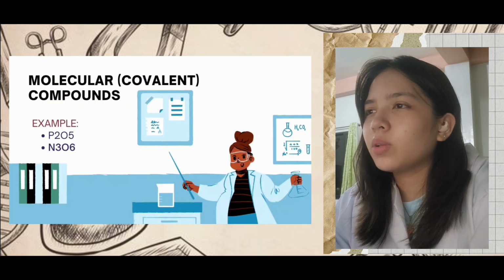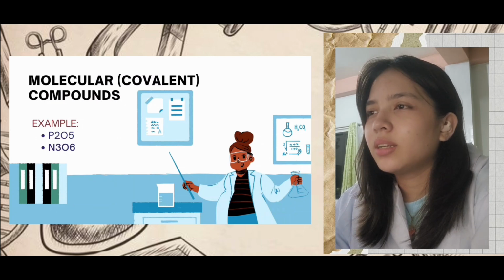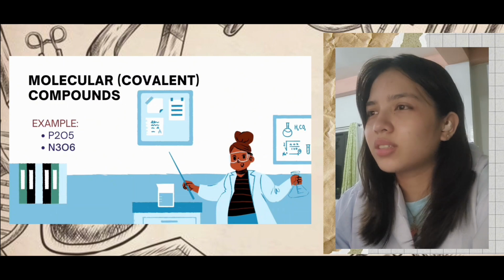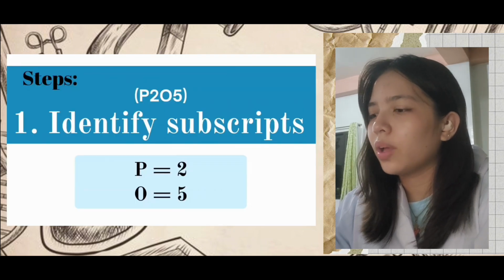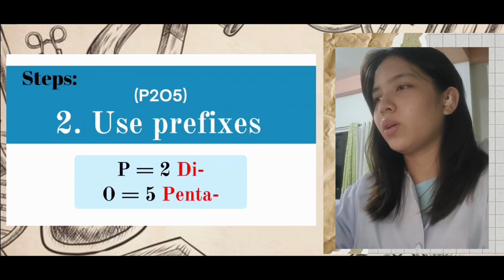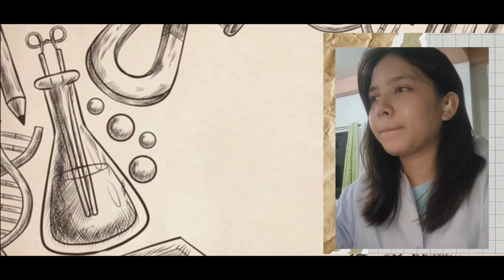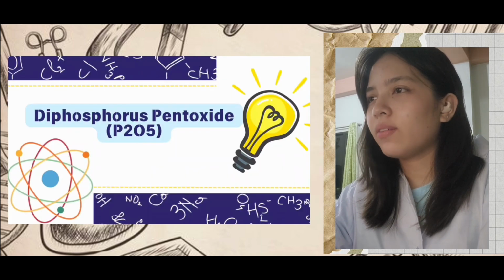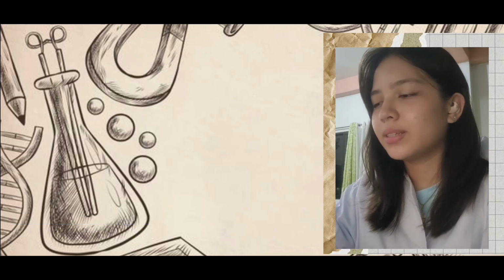An example includes diphosphorus pentaoxide. First, we identify the subscripts, so we have 2 and 5. And then we use the prefixes that correlate to their numbers: 2 for di, 5 for penta. So we should have diphosphorus pentoxide if we combine the prefixes and their elements.